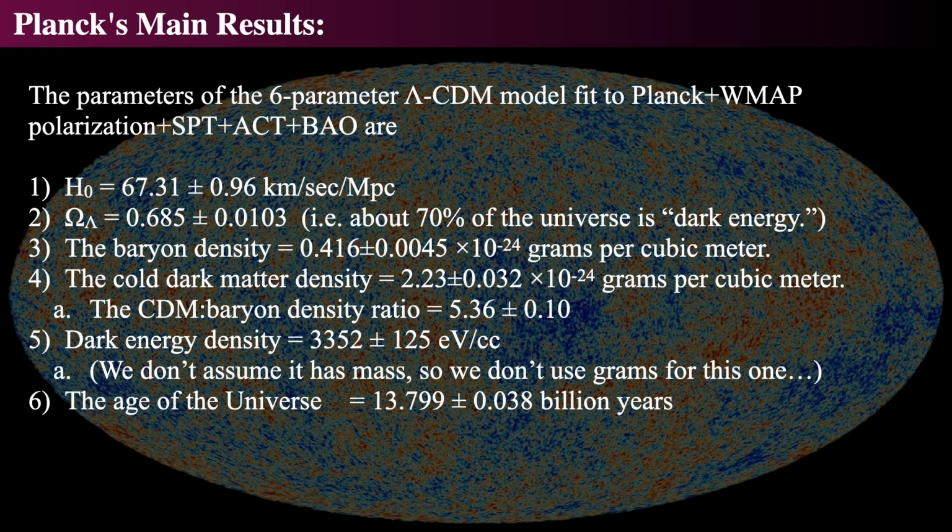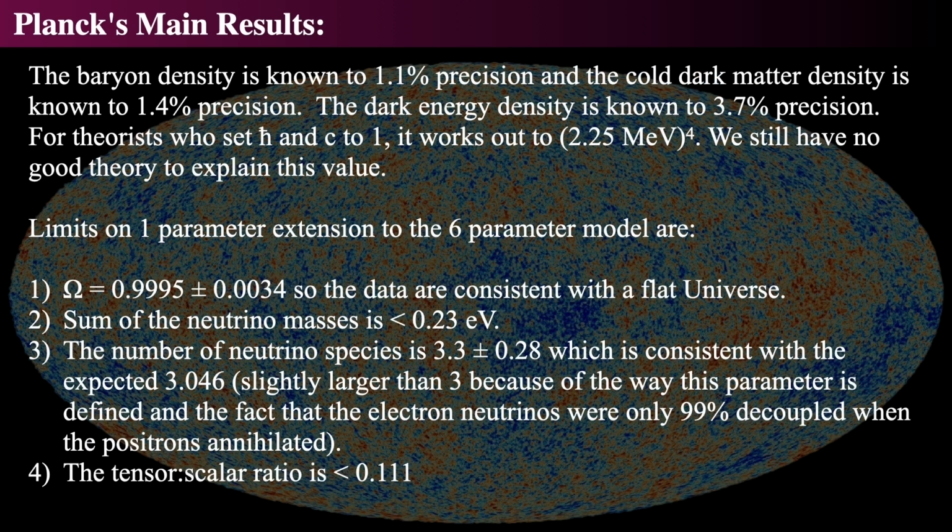And if we then add one more parameter to it, we now know how much matter is in the cosmos to within 1%. We know how much normal matter is in the universe to within 1.1%. We know how much cold dark matter there is in the universe to 1.4%. And we also know the total amount of dark energy in the universe to 3.7%.